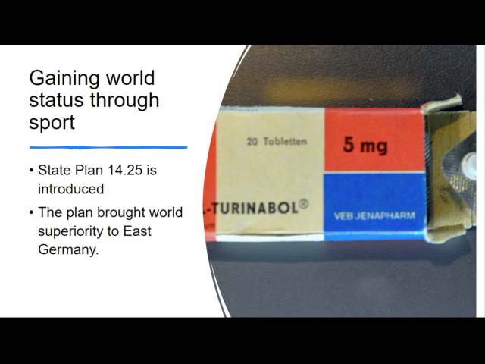To make their athletes superior, they began pumping performance enhancing drugs into all competing athletes as young as 10 years old. The steroid that they used was Oral Turinabol, a steroid approved for some illnesses, but it was never meant to be a performance enhancer.